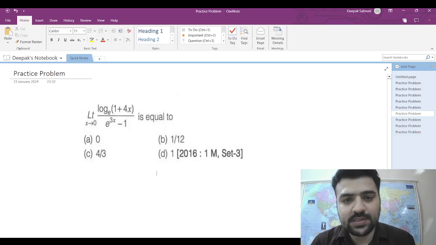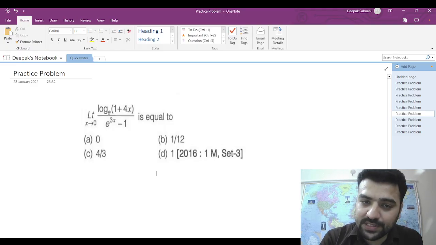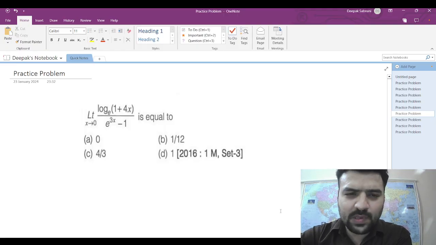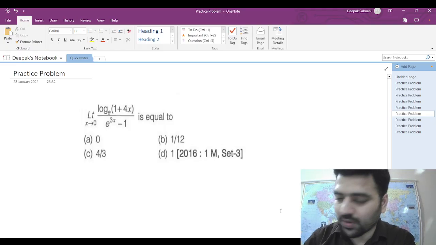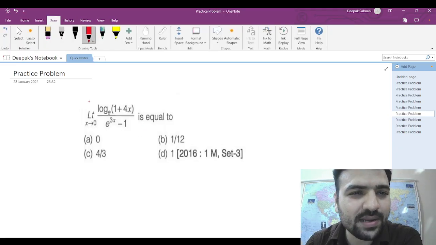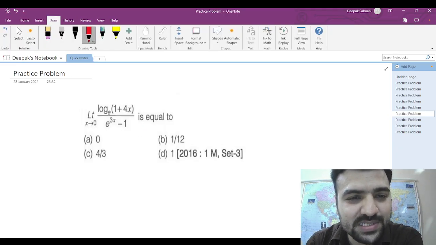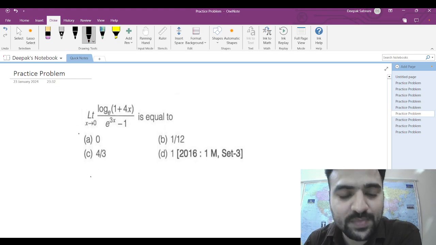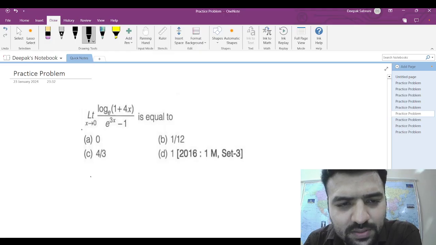So we'll solve this GATE problem, which was asked in 2016. Let's solve the problem. This question belongs to engineering maths, and the topic is calculus. It was asked from a very basic topic: how to find or evaluate the limit of a function. So let's read the question.